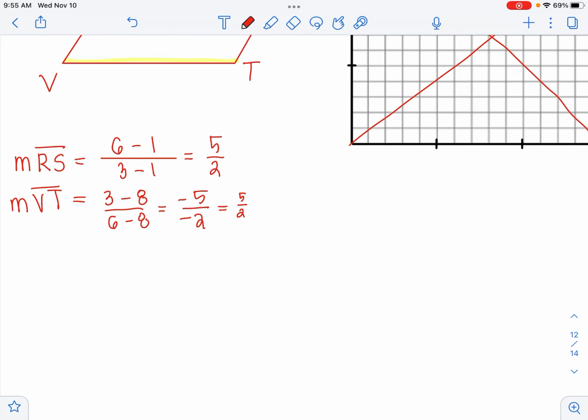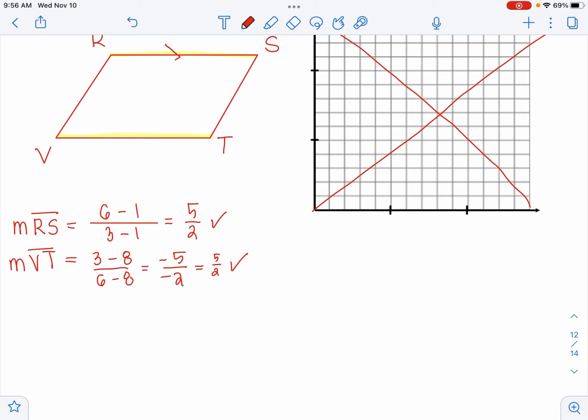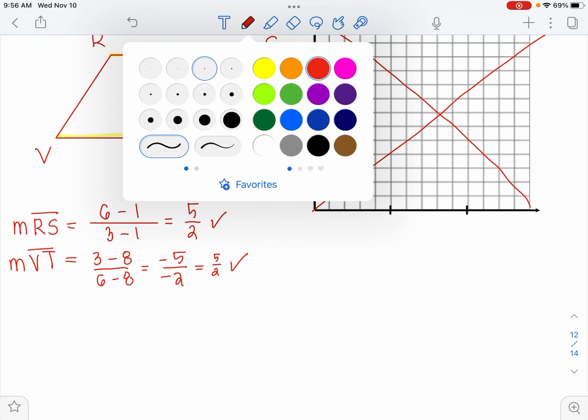So my first question is, are these two lines parallel? Yes, they are. 5 over 2, 5 over 2. So these two lines are parallel. So far I have one set of parallel lines. Now I need to know if my next set of lines are parallel.